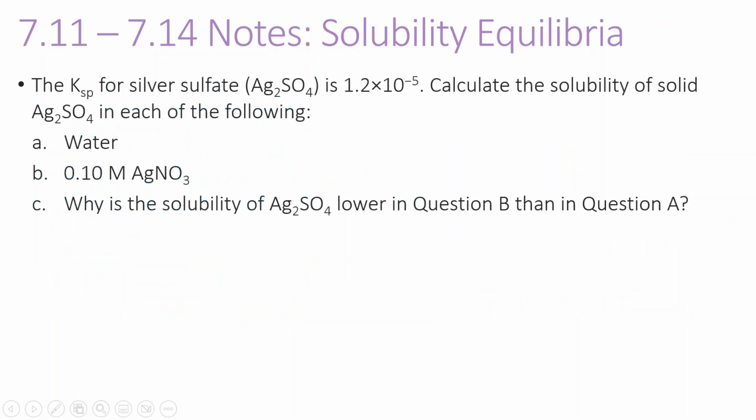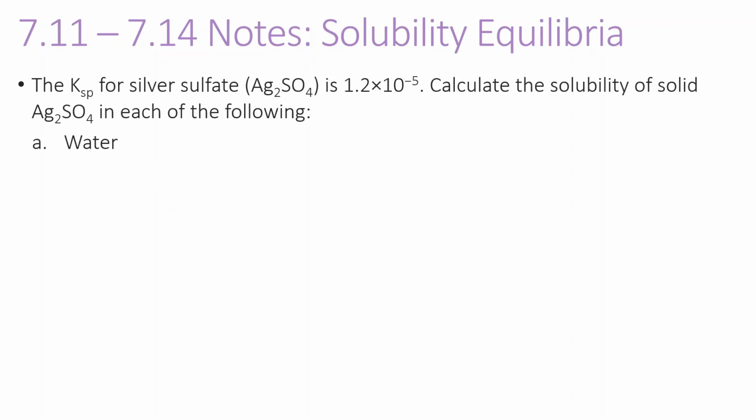So here we have the KSP for silver sulfate, and we want to calculate the solubility of solid Ag2SO4 in each of the following. First we're going to look at it in water. Then we're going to look at it in silver nitrate. Now, silver nitrate has the common ion silver, so we're expecting our answer for solubility to be lower in B than it is in A. So let's take a look at finding the solubility of this salt in water. I'm going to go ahead and start by making my RICE chart.